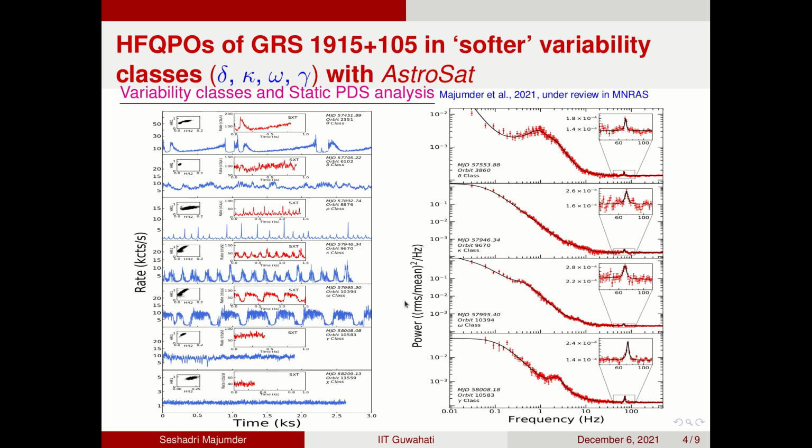And we computed static power density spectra in the 0.01 to 500 Hz range for all of these classes, and we identified that for delta class, kappa class, omega class and gamma class, the high frequency QPO is present near 70 Hz. So in our entire analysis, we could identify high frequency QPO features with frequencies from 68.14 Hz to 72.32 Hz.